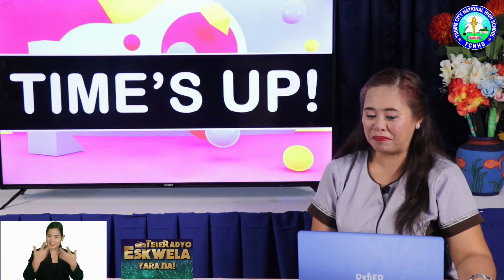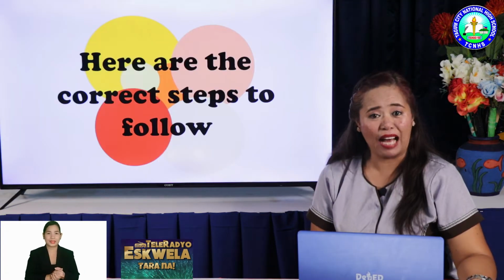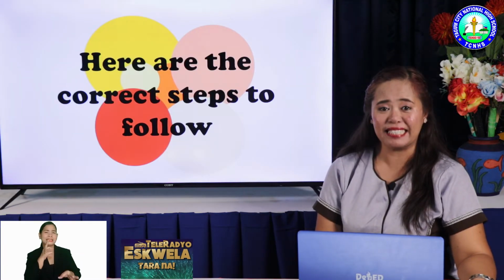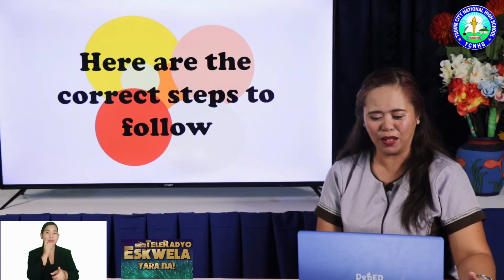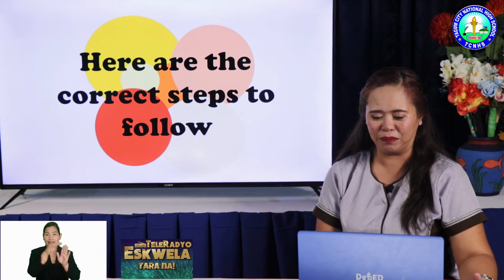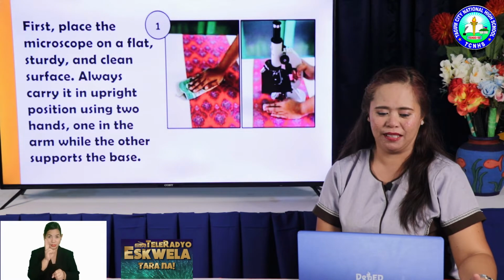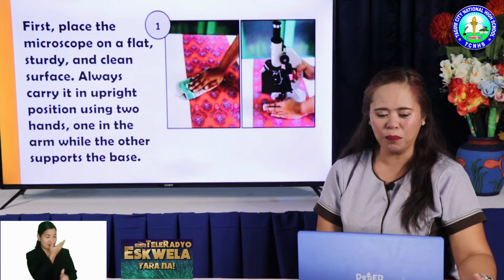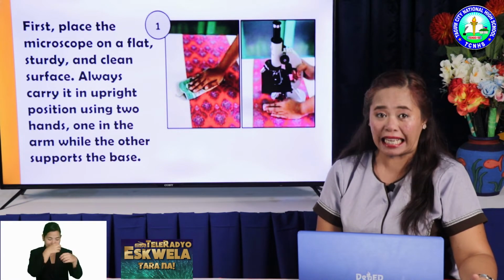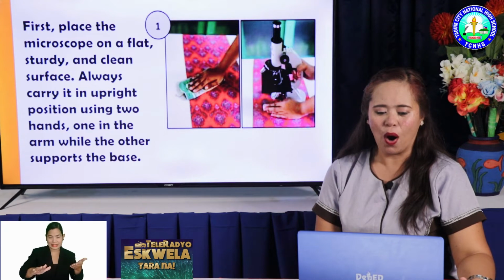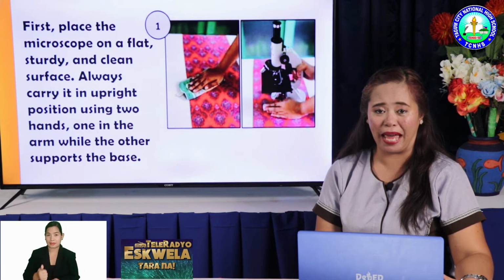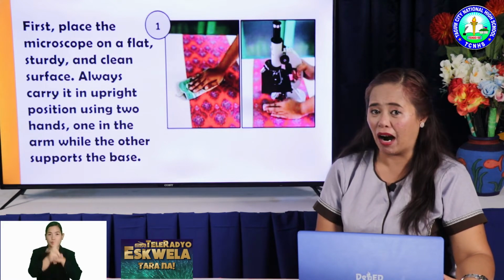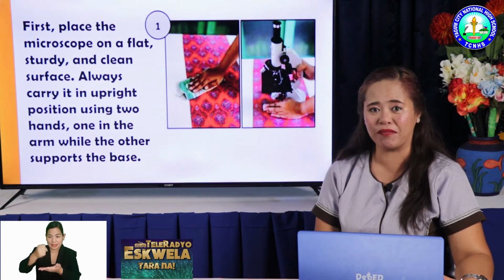Time's up! Let us now check whether your answers are correct. Here are the correct steps to follow when using the microscope. First, place the microscope on a flat, sturdy, and clean surface. Always carry it in upright position using 2 hands, one on the arm while the other supports the base.